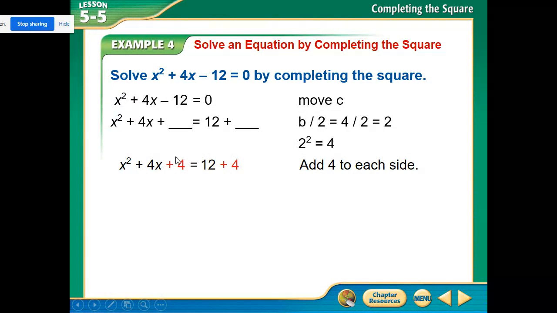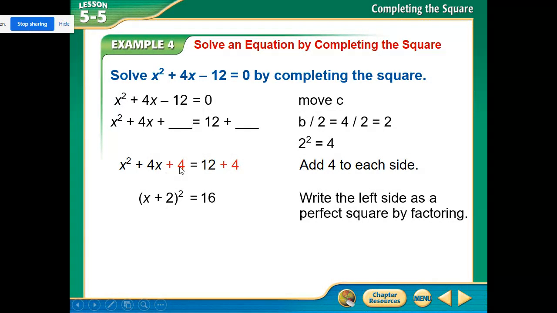And now this on the left side is perfect. What number multiplies to 4 and adds to 4? Well, it's 2 and 2. Again, we're always going to get that 2 and 2, so it's squared because it's the same thing. We could write this out as x plus 2 if we wanted to, but we don't have to. We want to write it this way. 12 plus 4 is 16.